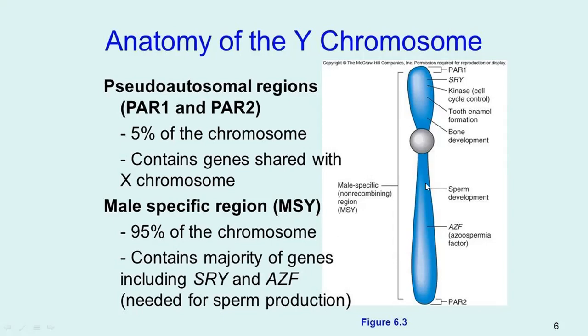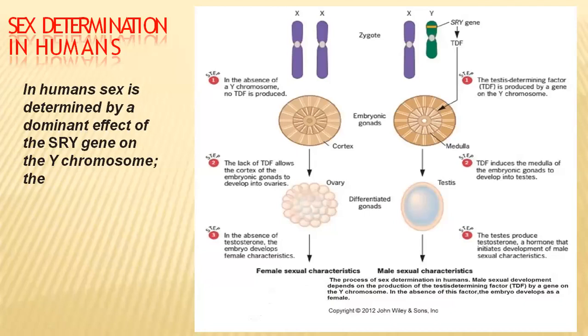In this region, the majority of the genes responsible for the male gender are located. Out of those, the SRY gene and AZF genes are very, very important for the production of sperms in male organisms. The sex determination in males is also determined by the SRY gene on the Y chromosome.